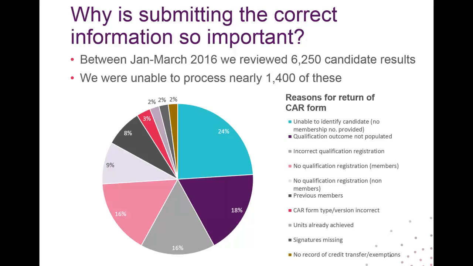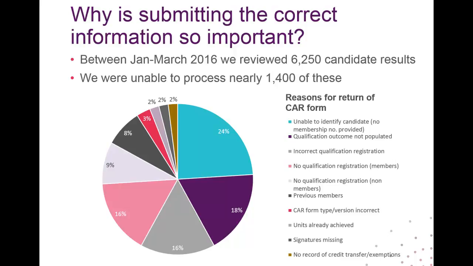In the statistics shown here, a minimum of 41% of all CAR form returns related to registrations. These were either candidates who'd not been registered with us at all, or who were registered onto a different qualification to the one shown on the CAR form. A further 24% of results were returned because a contact or membership number had not been provided, and internal checks were also unable to identify the correct contact. A proportion of these would also turn out to have no registration.